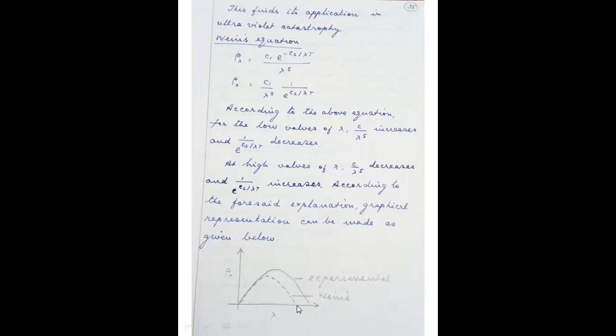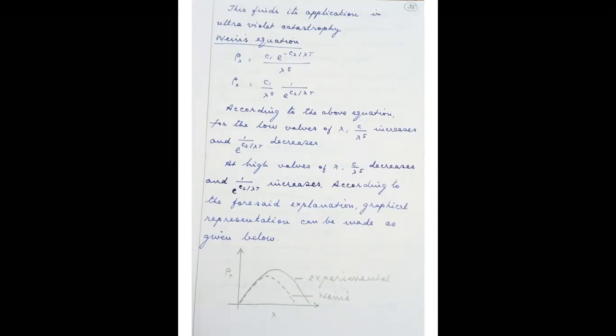Whereas the Rayleigh-Jeans equation was successful in the higher wavelength region, it is a failure in the lower wavelength region. But Wien's equation is successful in the lower wavelength region, but it is a failure in the higher wavelength region. So what happens? I have to find one single equation which will function as the Rayleigh-Jeans equation in the higher wavelength region and as Wien's equation in the lower wavelength region. I have to find out what that particular equation is.